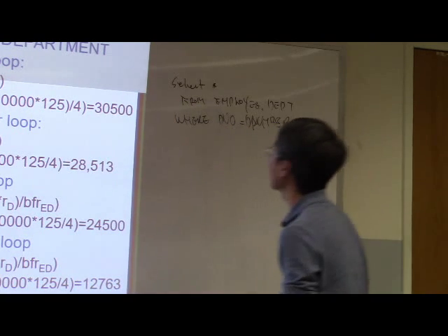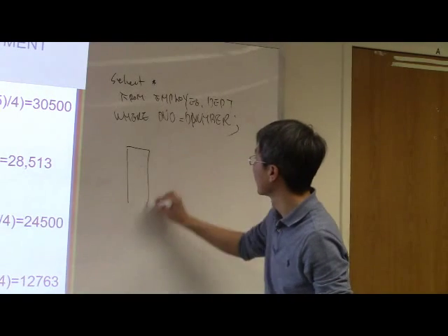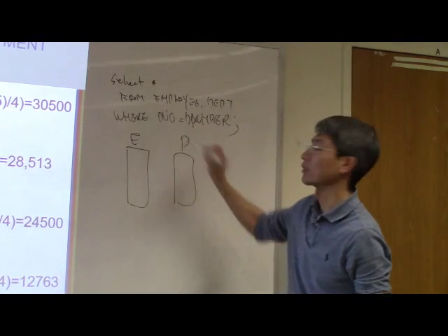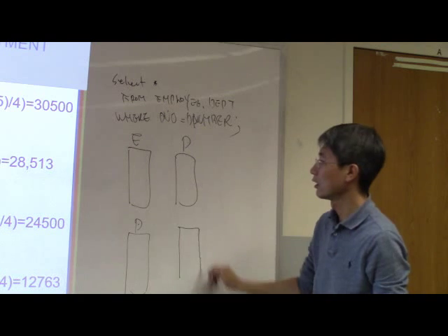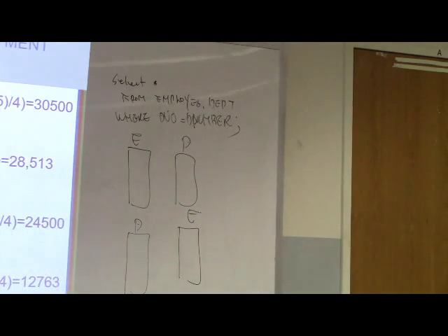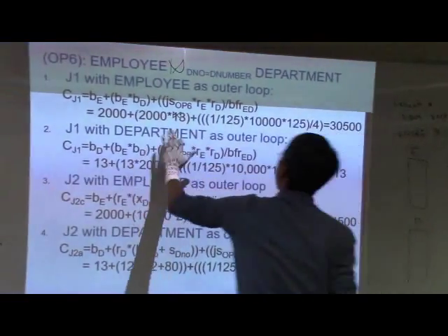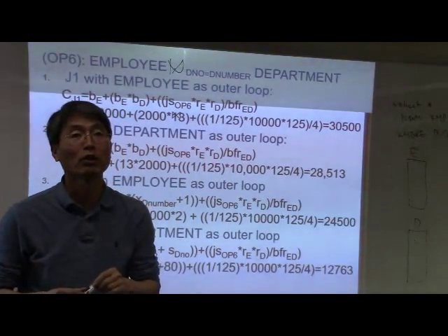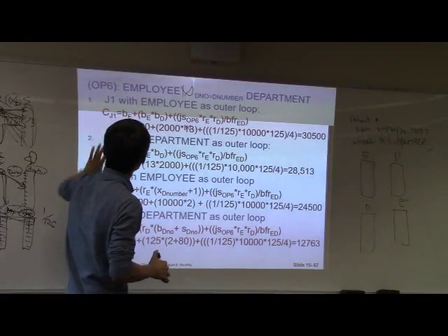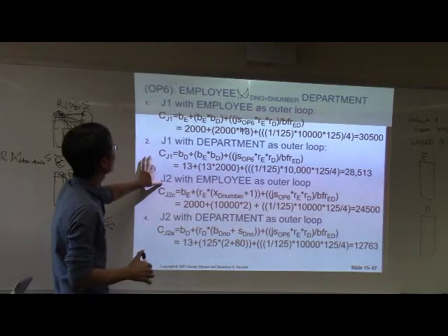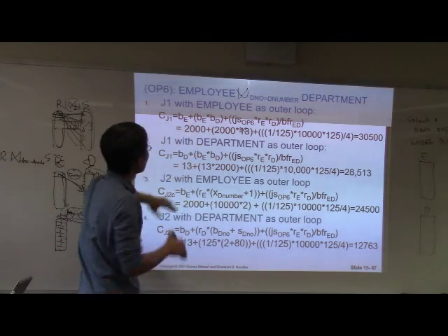So at this time, how many different ways are possible? First, employee, department. This is one option. Then department first, then employee. For example, in this one, employee is the outer table. But in this one, the department is the outer table. So this J2 has employee as the outer, so there are 2 options. But we can also use different join methods. This is a nested loop join. This is a nested loop join.